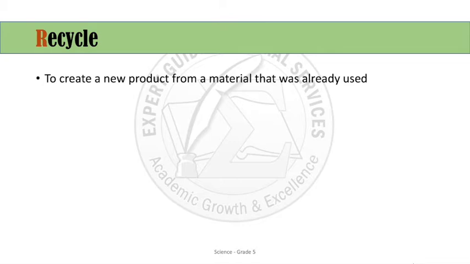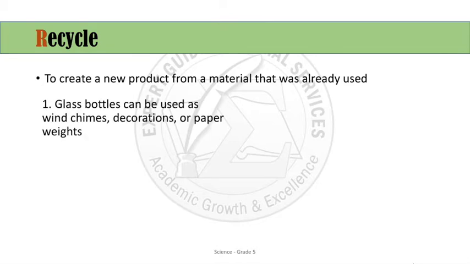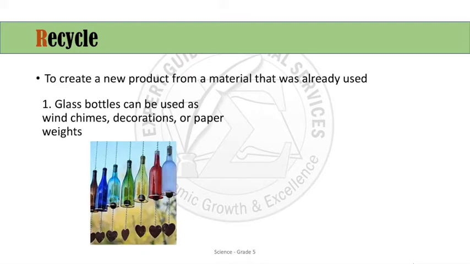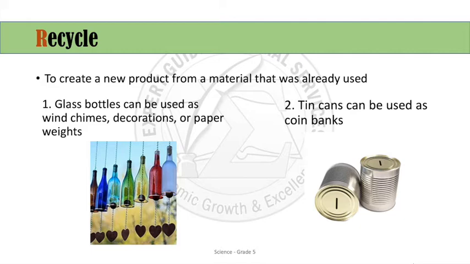So this is to create a new product from a material that was already used before. Let's say glass bottles can be used again for wind chimes, decorations, or paperweights. Glass bottles are used for holding liquids, but when you're done using them, you can find a new way to use them, such as decorations. And here we can also use tin cans as coin banks. Okay? But make sure to clean them inside first before you do this.